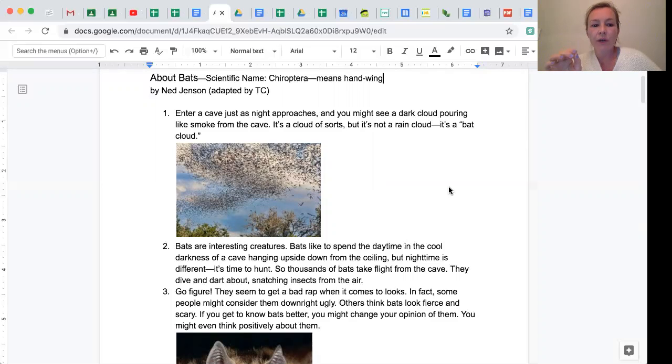Our author has used specific words and phrases to make us feel a certain way as we read that paragraph. We're entering a cave as night approaches. We're seeing a dark cloud pouring like smoke. Figurative language. Whenever we see that figurative language, that's also giving us an idea that the author is trying to make us feel or make us think something. Okay, and it's a bat cloud. So they're setting us up for a certain feeling or emotion right off the bat.